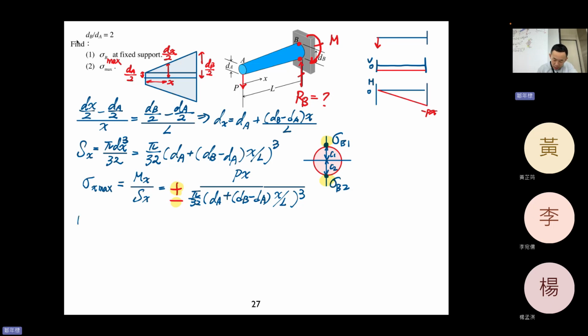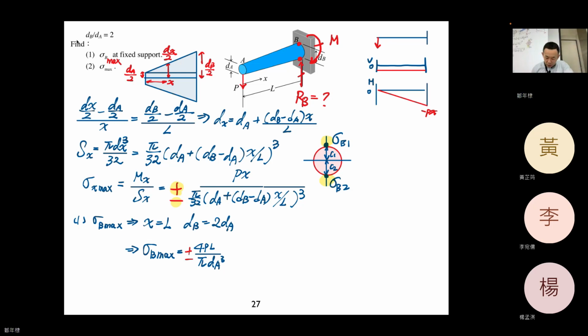Okay, so now sigma B max, easy. We substitute x equal to L, d_B of course to d_A, and then we can get sigma B max is 4PL over pi d_A cubed. And of course, positive and negative, because the top and the bottom points have the same stress and also they are maximum. One of them is positive, the other is negative. Okay, this is the first one.